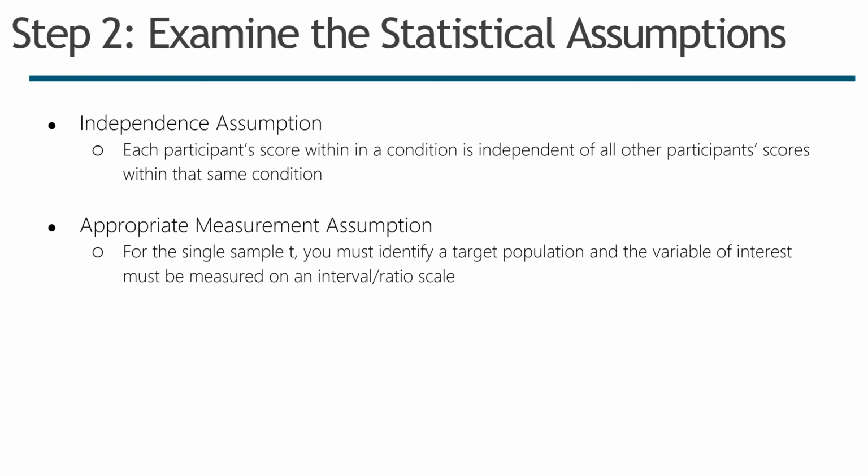Our next assumption is appropriate measurement. So for a single sample T, we have to identify a population, take a sample from that population, and then measure a variable of interest on an interval or ratio scale. And in this particular case, that means that we have identified this group of experienced drivers, taken a sample of 49 of them, and then measured how long they think the length of the dashed lines are as an interval ratio scale, because length of lines would be interval ratio.